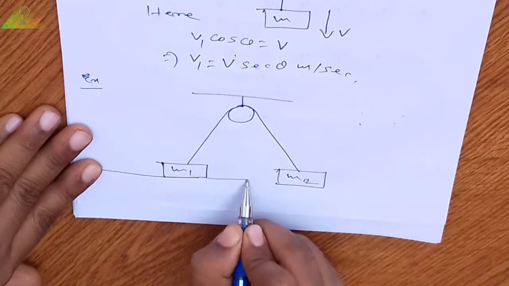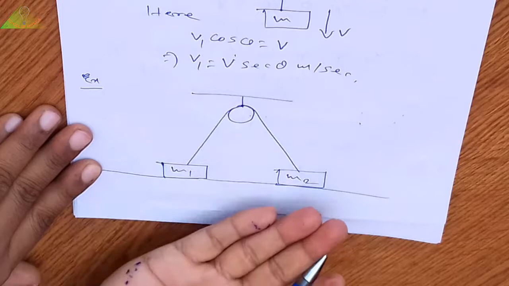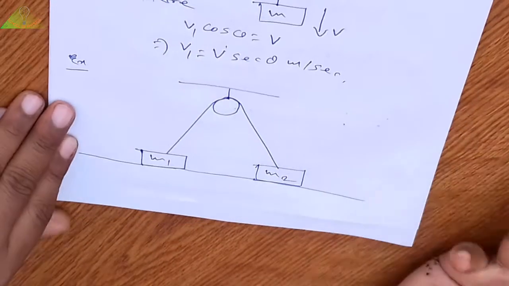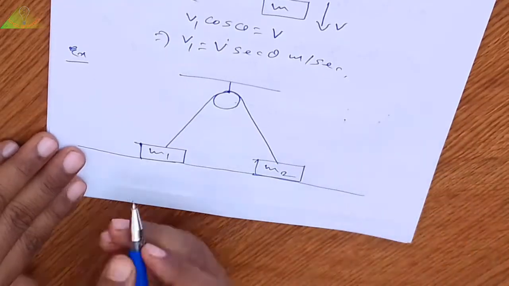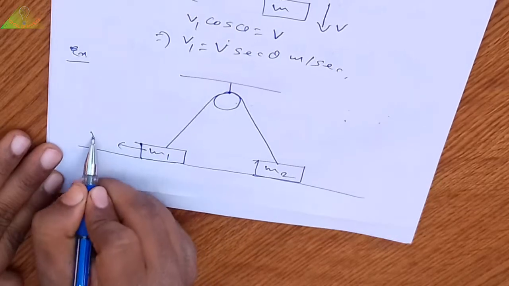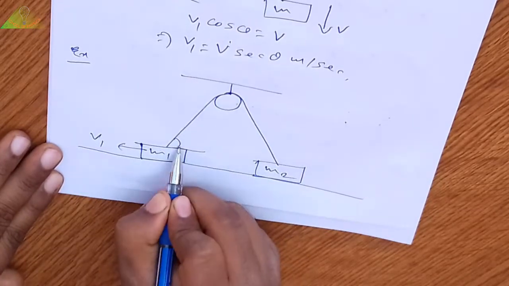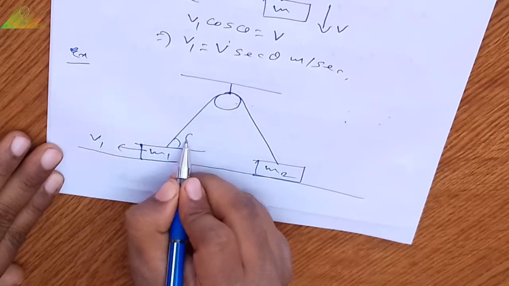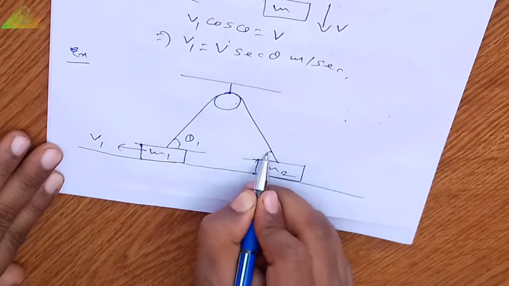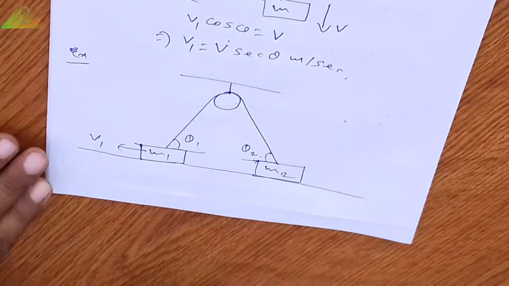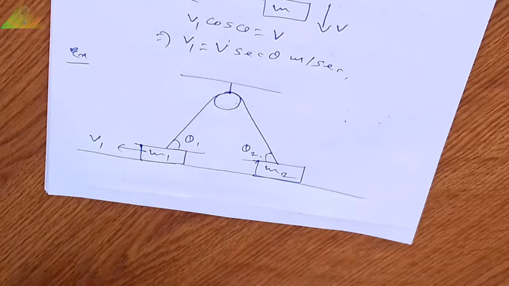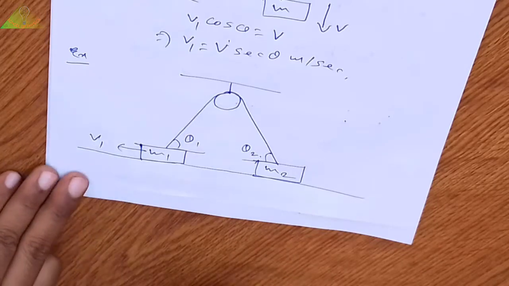This is the ground, and both the blocks are kept in this direction. The question is that this block is moving with velocity v1. Again, I am marking some angles: this one is theta 1 and this one is theta 2. They have given the velocity of one of the blocks.